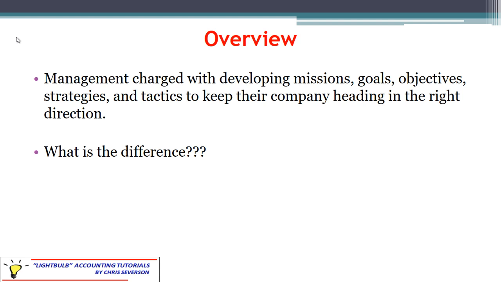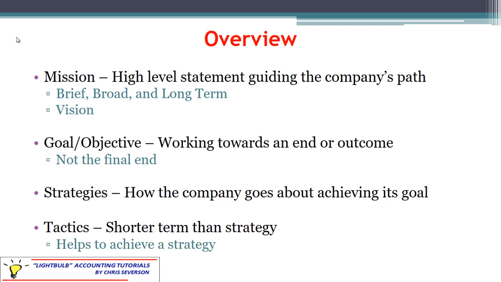A lot of these terms sound very similar. The question is, what is really the difference between them? So let's define or summarize what each of these terms is. The mission is really a high-level statement guiding the company's path.